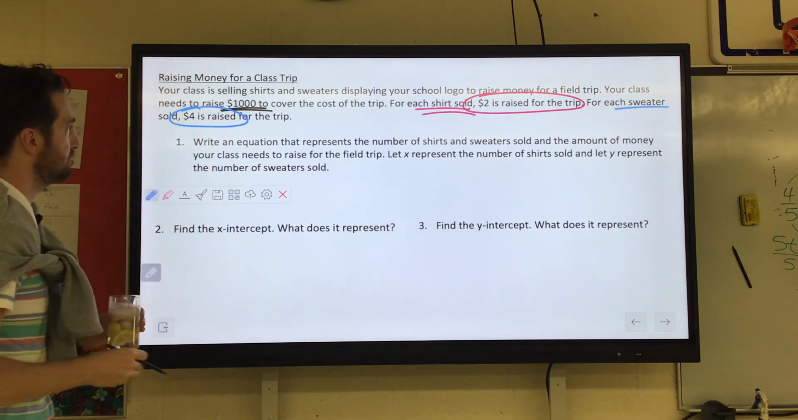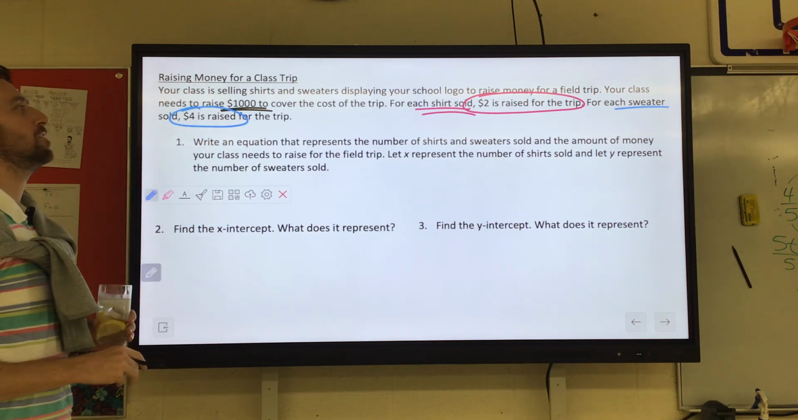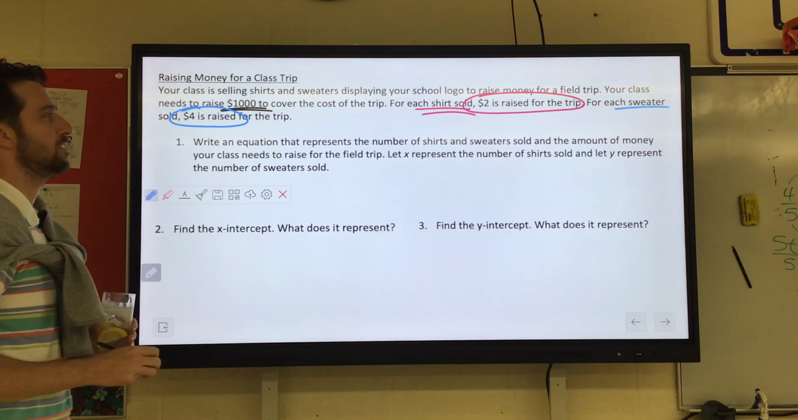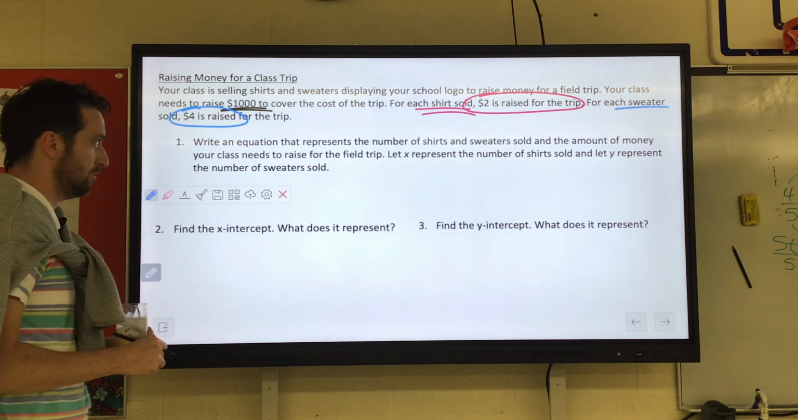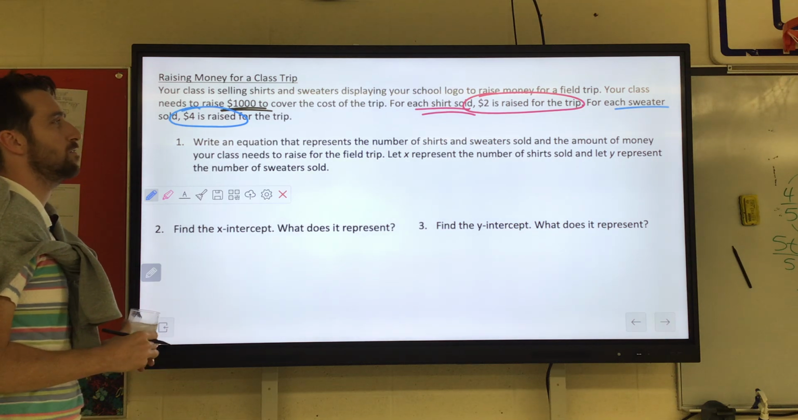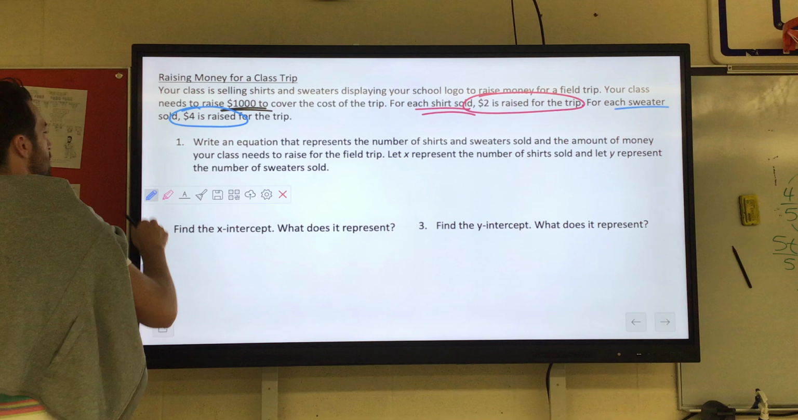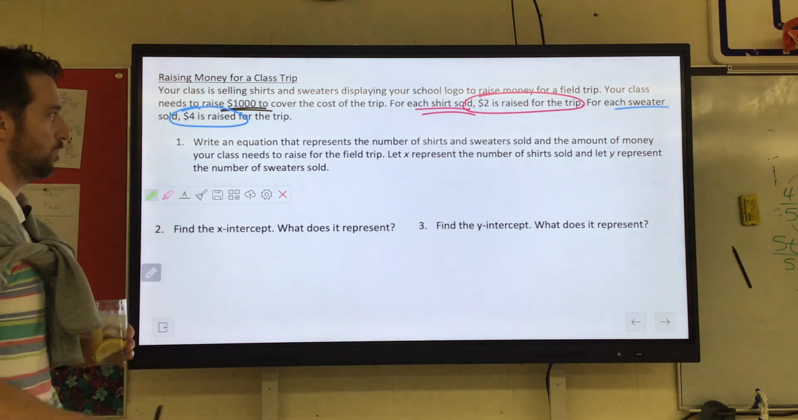Okay, yes. Write an equation that represents the number of shirts and sweaters sold and the amount of money your class needs to raise for the field trip. Let X represent the number of shirts sold and let Y represent the number of sweaters sold.